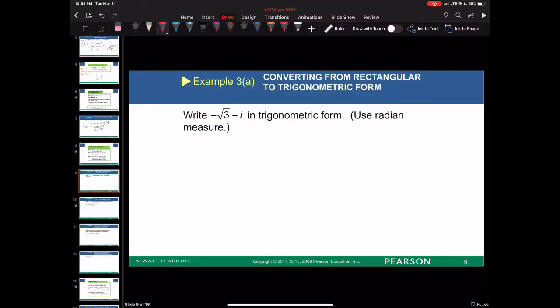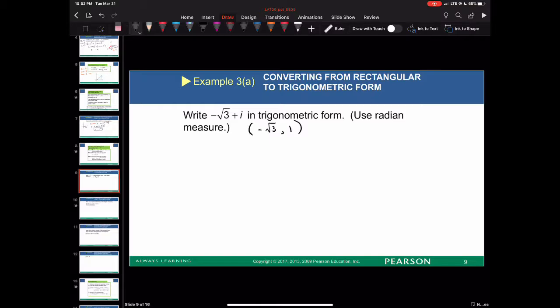So let's look at a problem. It says write negative square root of 3 plus i in trigonometric form. Use radian measures. So now we have to look at something. If we were looking at our point, it would be what? Negative square root of 3 and 1.